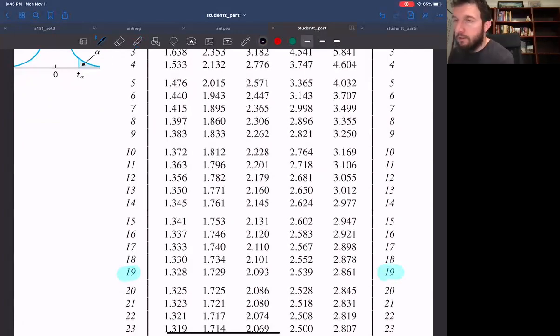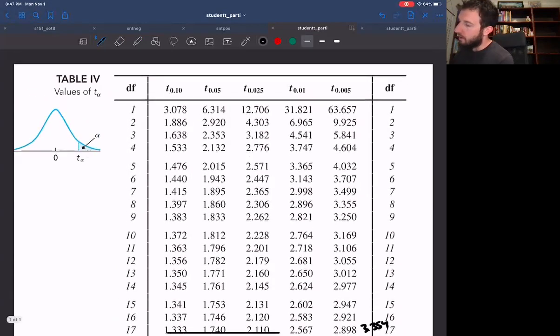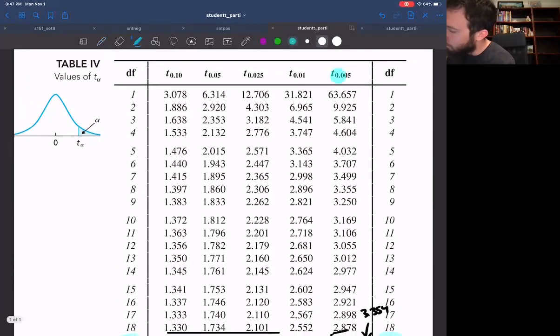So we scroll across the line. 3.354 is bigger than 1.328. 3.354 is bigger than 1.729. 3.354 is bigger than 2.093. 3.354 is bigger than 2.539. And 3.354 is bigger than 2.861. So now we're over here. So we are bigger than this value. Okay, so we scroll up to the top. We only have one tail area, which is 0.005.